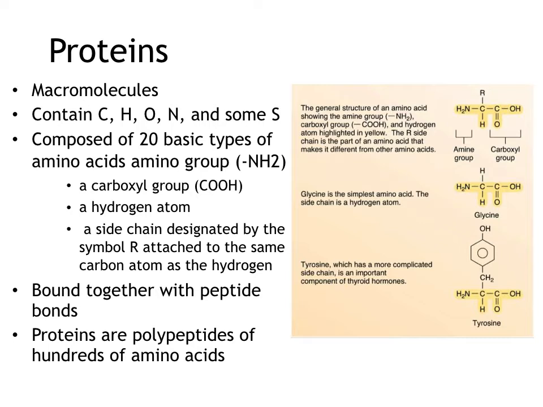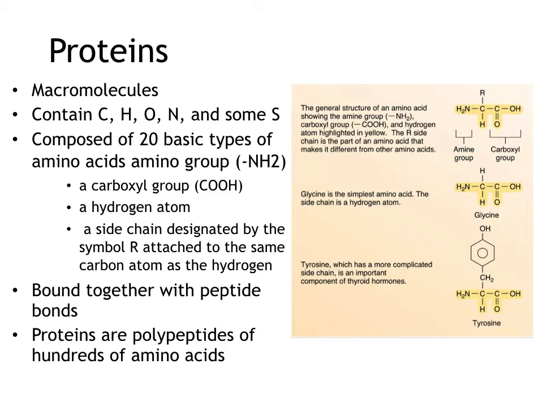Okay, then the third class is a really important class. These are proteins. Proteins are really large molecules, even larger than the ones I've shown you so far. They contain carbon, hydrogen, oxygen, and always nitrogen, and then some sulfur. These things are found in amino acids.